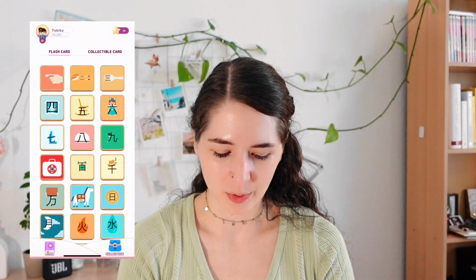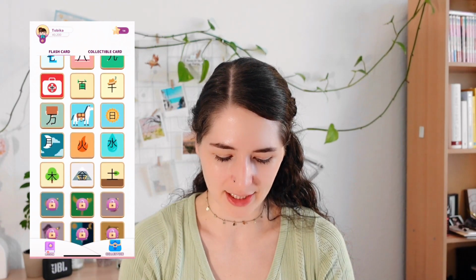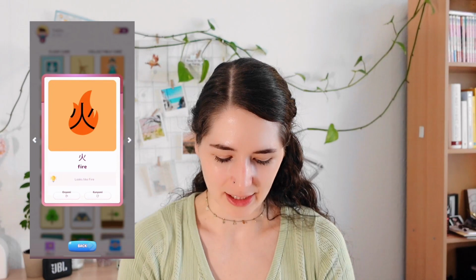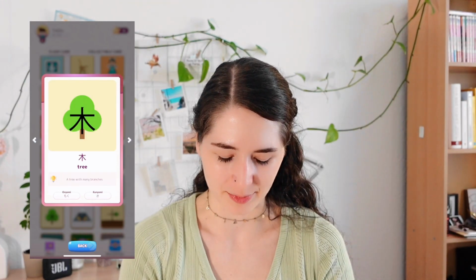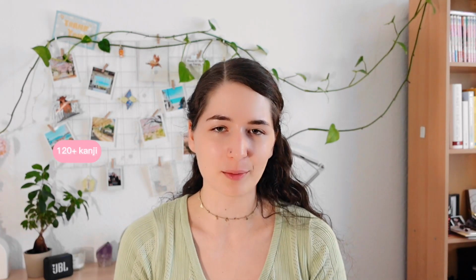And I can also look at my flashcards, for example, for all the kanji that I've done so far. So there are also the flashcards from the kanji that I've just learned. The app contains 120 kanji. Most of them are from the N5 level, but some are also from higher levels. So it's a perfect fit no matter if you're just starting out on your kanji learning journey or if you want to solidify all the basics that you've learned before moving on to a higher level.